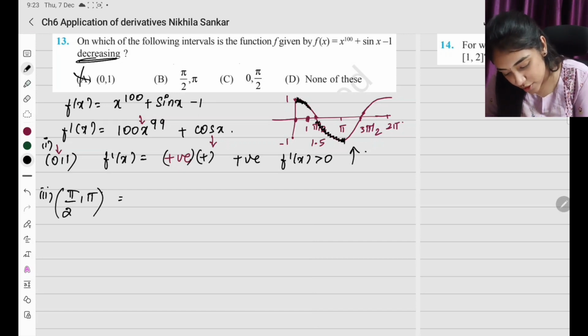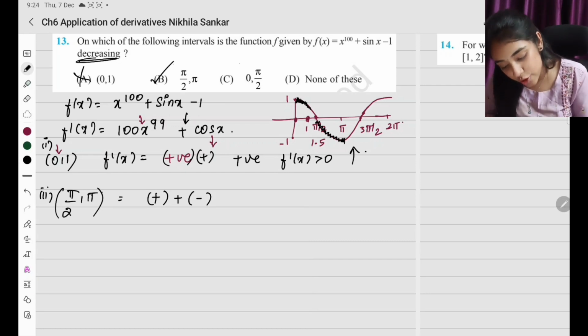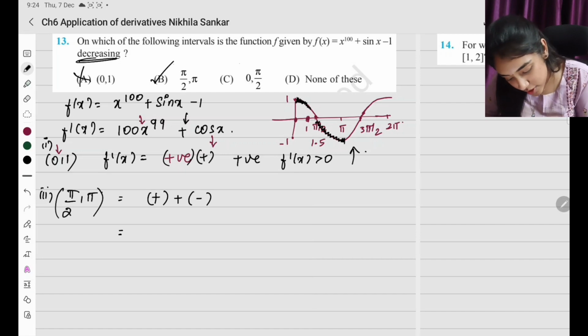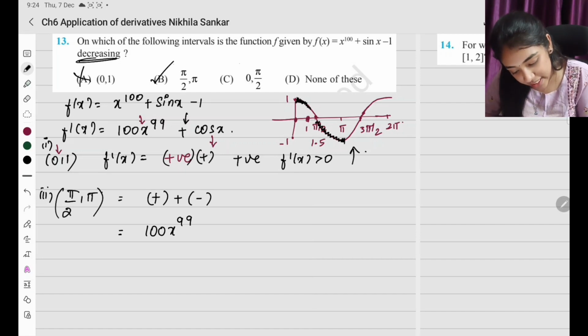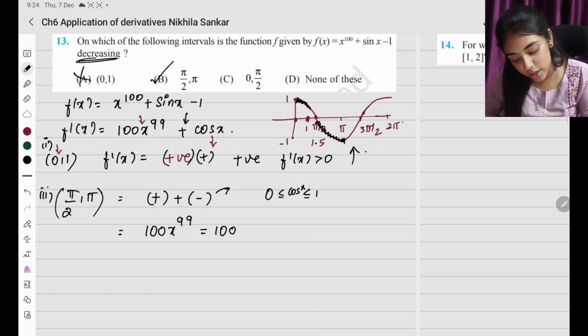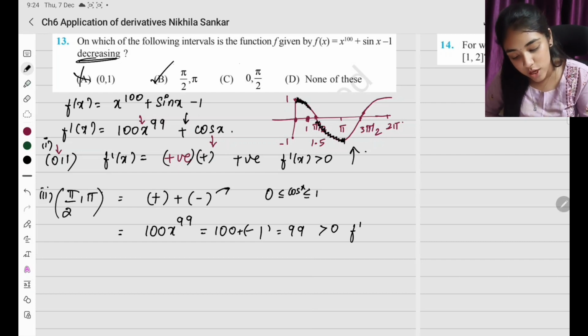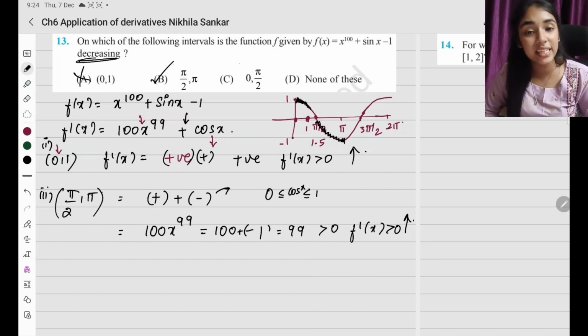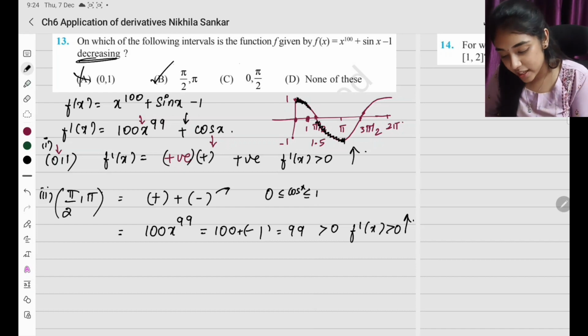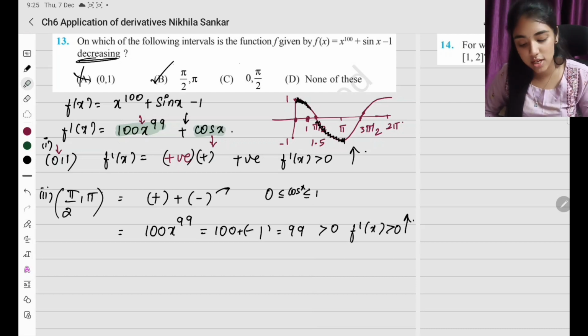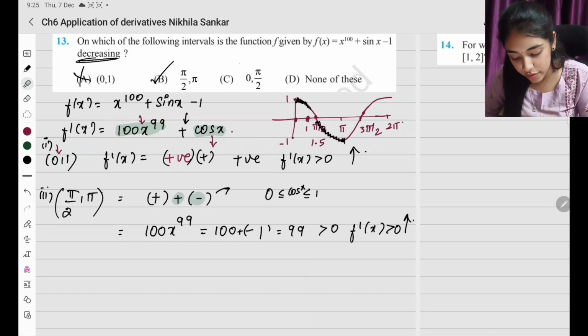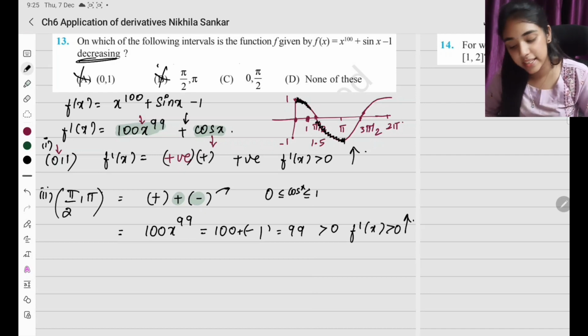Here 100 times x to the 99 is going to be positive, and cos is going to be negative. But in that sum, it is going to be positive. The value of 100 times x to the 99 is going to be around some 100. Cos x will not exceed 1 in magnitude, so cos x is between minus 1 and 0. So when I add them, it is going to be around 99, which is greater than 0. So f dash of x is greater than 0, and hence it is an increasing function. The value here is very huge compared to cos x, so adding the negative cos x is again going to be positive. So this is not the interval that we are looking for.